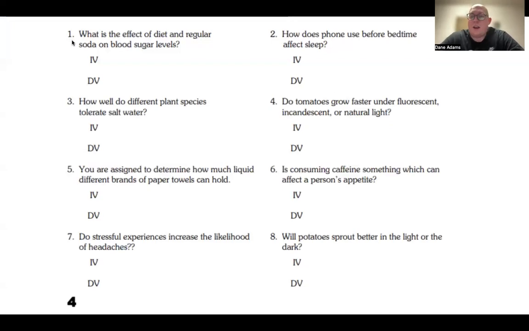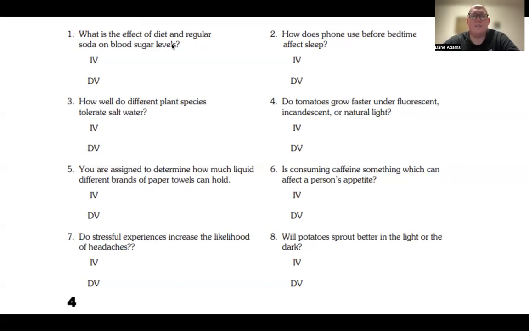These problems are just some practice, just to see if we kind of get what I'm trying to say here. So I'll do number 1, maybe number 2, and then I'll let you guys look at 3 through 8. Number 1 says, what is the effect of diet and regular soda on blood sugar levels? So our job is to identify which of these variables is independent and which is dependent. Remember, the independent is manipulated.